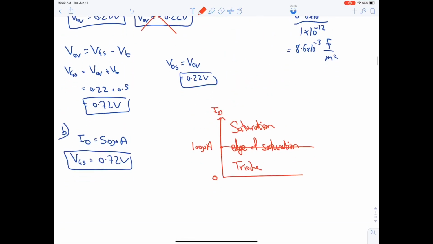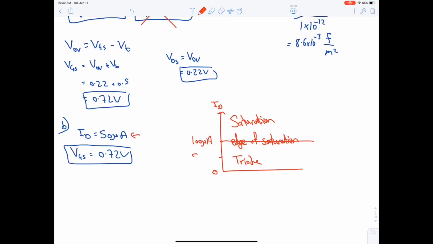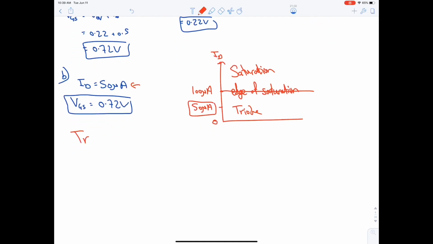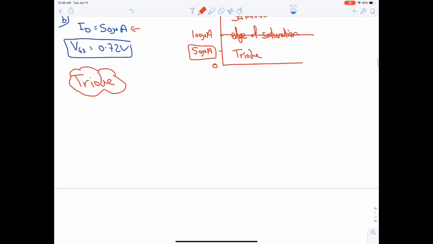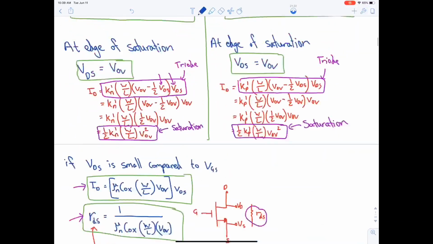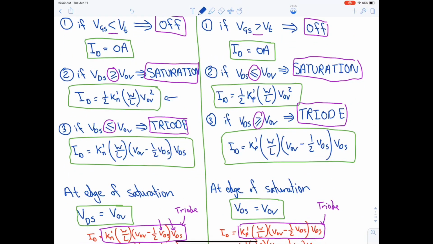Now where are we? We are in 50 micro. So which region are we in? We are in the triode region. So we are in triode. Now we need to find VDS. How are we going to find VDS? From the equation of the current. So what is ID? ID is equal to, in triode, ID is equal to Kn prime W over L VOV minus half VDS multiplied by VDS.